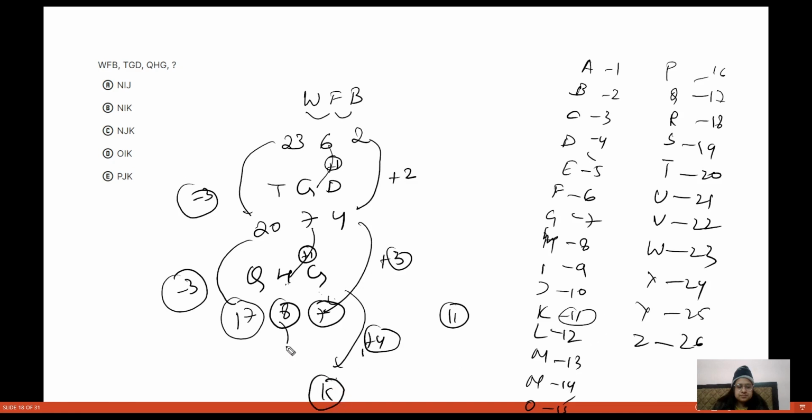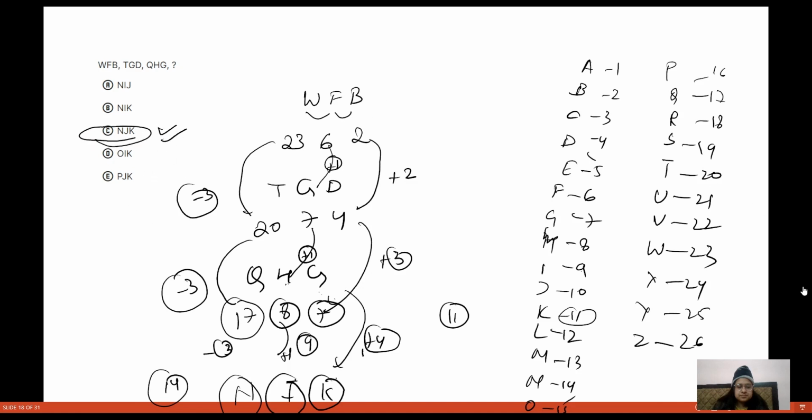Fine. Here to here plus 1, that means you know it will be 9. 9 is what? I. Here to here minus 3, that means 14. 14 everybody knows it's N. So N I K you get.